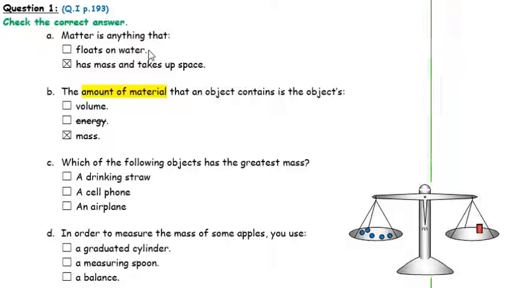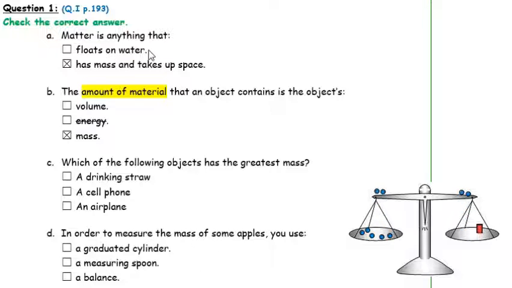Let's move now to part C. Which of the following objects had the greatest mass? A drinking straw, a cell phone, or an airplane, a real airplane? A drinking straw, a cell phone, and airplane are all made of matter, so they have a mass and they have a volume. But which one of these three objects has more mass than the others? Which one of them is heavier than the others?